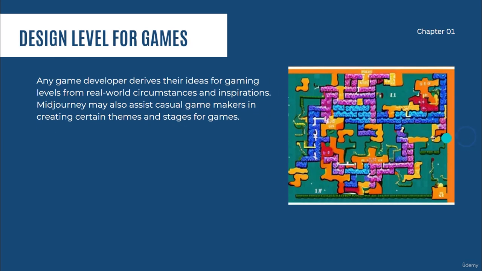The third thing is design levels for games. Any game developer derives their ideas for gaming levels from real world circumstances and inspirations. Midjourney may also assist casual game makers in creating certain themes and stages for games. For example, if you look at PUBG, we got some background information like forests, houses, and mountains and all these things.